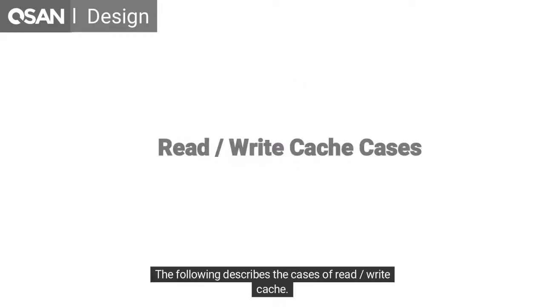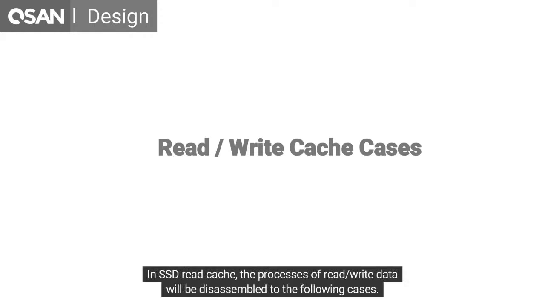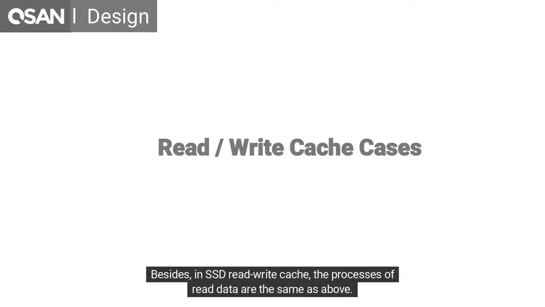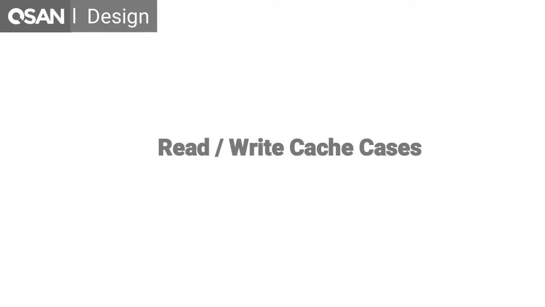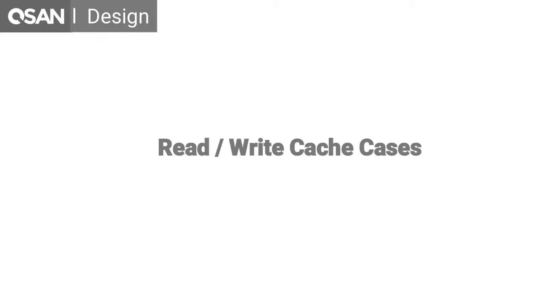The following describes the cases of read-write cache. In SSD read cache, the processes of read-write data will be disassembled to the following cases. Read data with cache miss. Read data with cache hit. Write data in SSD read cache. Besides, in SSD read-write cache, the processes of read data are the same as above, but the write data is different. The processes of write data will be described in the following case.